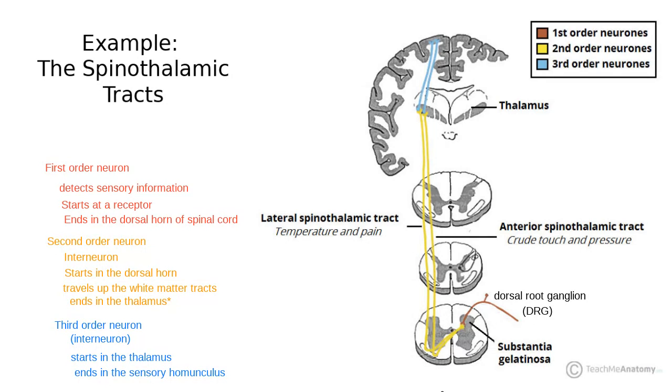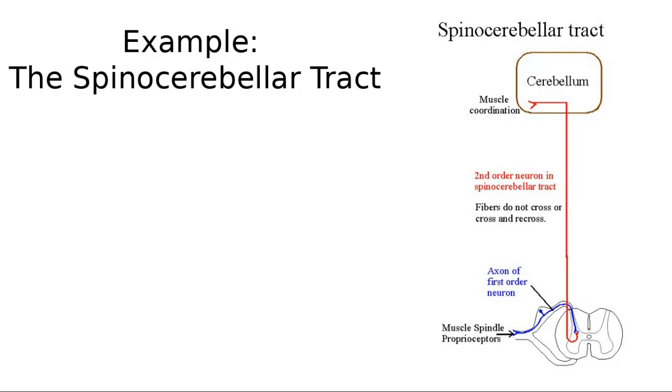So the other ascending tract we talked about was the spinocerebellar tract. When we talked about the spinocerebellar tract, what was unique about it? What was special about this one? Anybody remember? Yeah, exactly. The spinocerebellar tract is an ascending tract that just has 2 neurons in it.